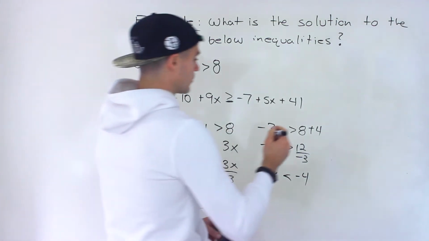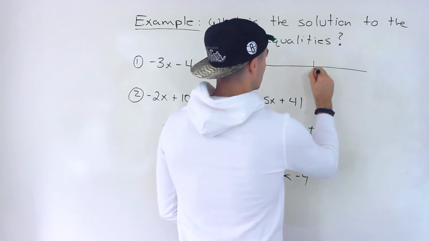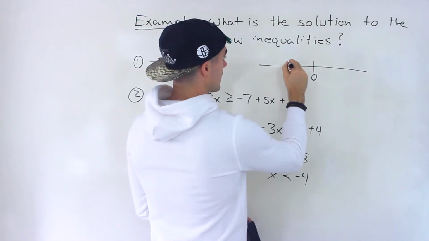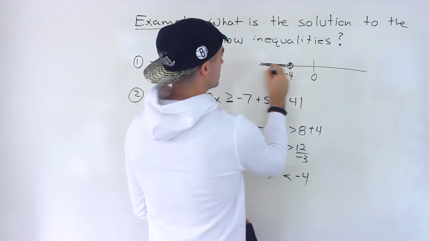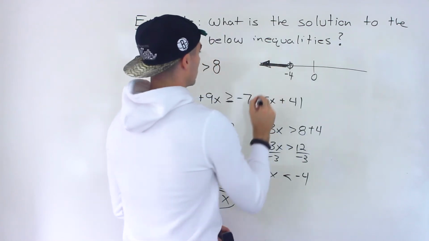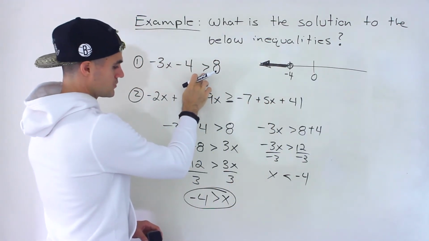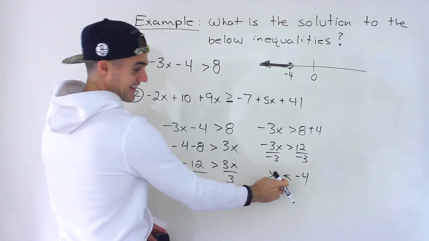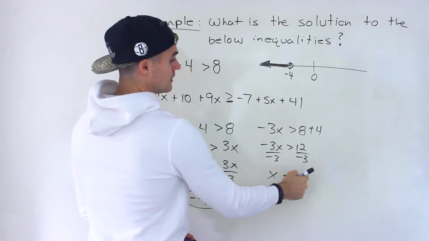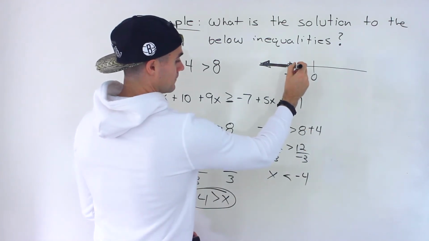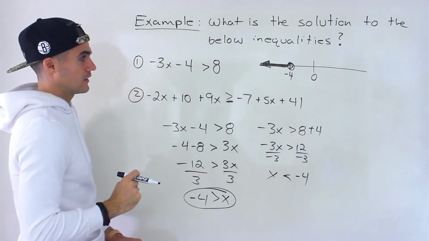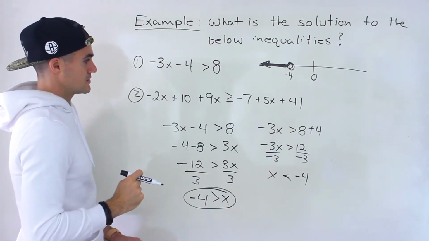If you graphed it on a number line, let's say this is a number line at 0, all the x values less than negative 4. It's not inclusive of negative 4. So that would be an open dot right there. Right? If this was greater than or equal to, then you'd end up with x is less than or equal to negative 4, this would be a closed dot. But because it's just less than negative 4, it would be an open dot like that. Right? So that's the answer to number 1.